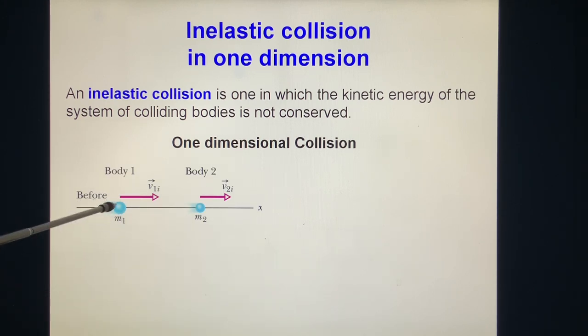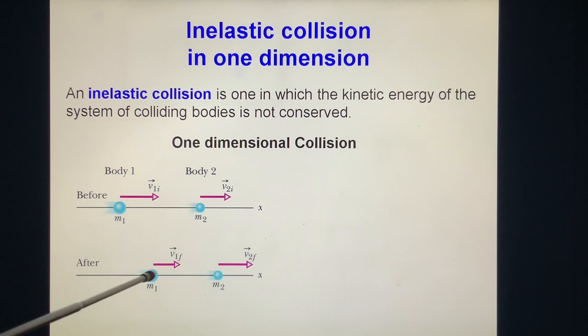We have v1i, m1, m2, v2i, the initial velocities, okay? And then they hit together. After that, they move in this direction. Why this direction? We assume. If we get a negative number, that means its real motion is going back, okay? Anyway, we assume all move forward, okay?